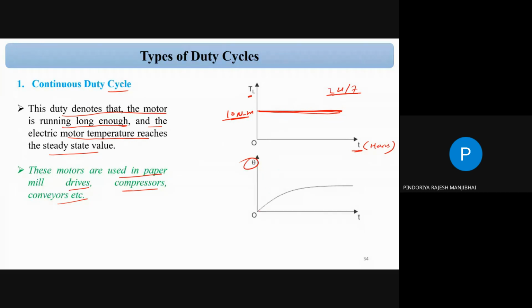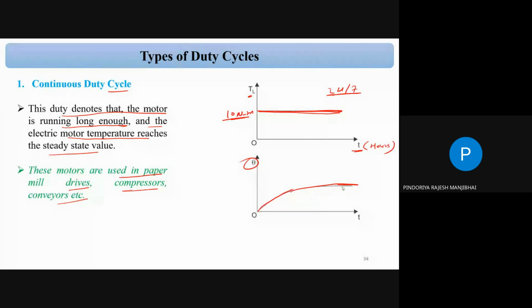So we can say slowly temperature is increasing, and then finally it reaches a steady state value, because now the motor is not fluctuating the load. Once the motor fluctuates the load, then suddenly current is drawn, because torque is directly proportional to the current. So suddenly load changes, then suddenly current changes, and then the temperature continues increasing. So this is the waveform for the continuous duty cycle.